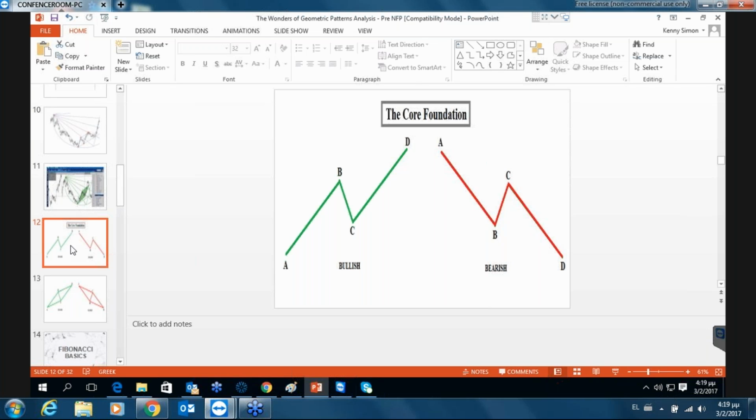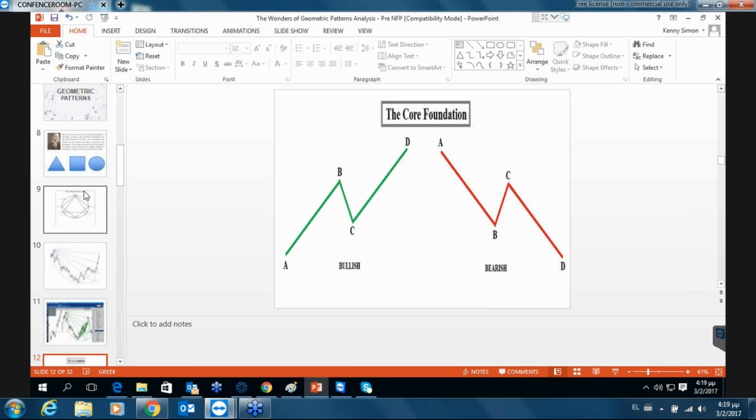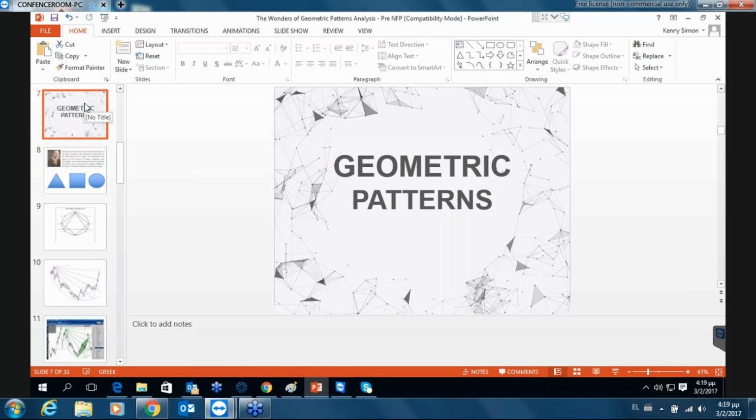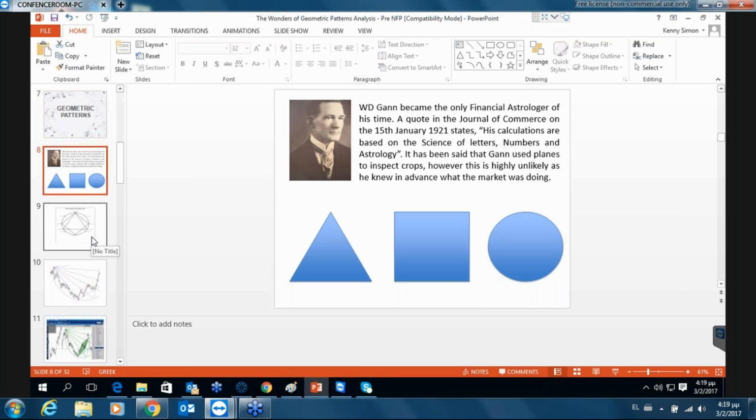It's one of the patterns that is quite familiar with some, so I just want to follow the ABCD pattern, make it simple, direct. So out of all the patterns you see, I want to start with the core foundation of the ABCD pattern. So this is how it looks. We'll go into that again thoroughly, but now I just want to tell you how this geometric patterns thing came about. So it came about 6 or 7 years ago when I studied and learned a little bit about W.D. Gann.